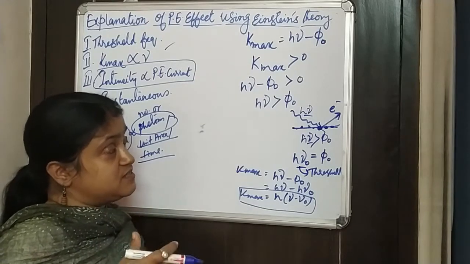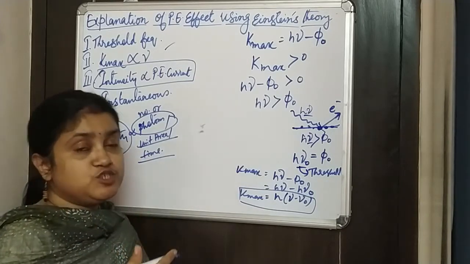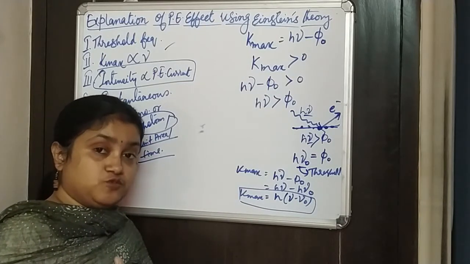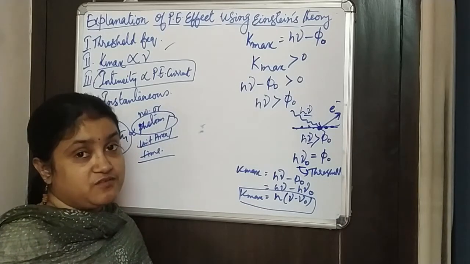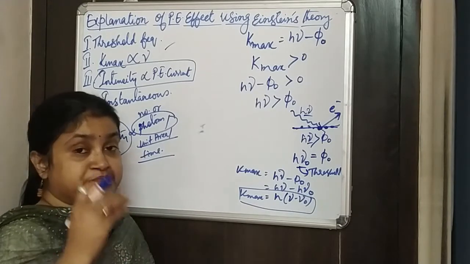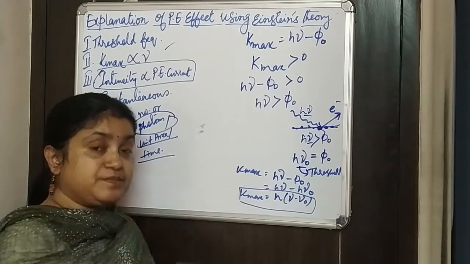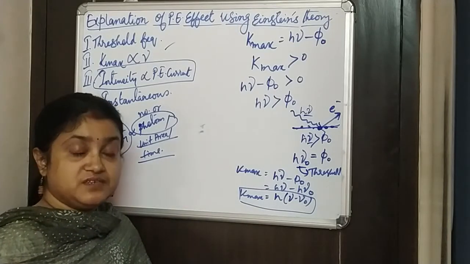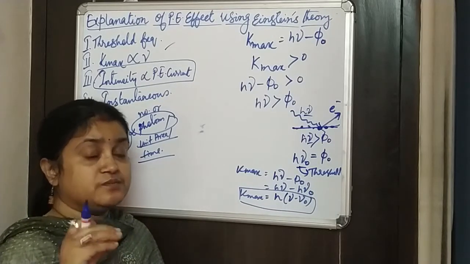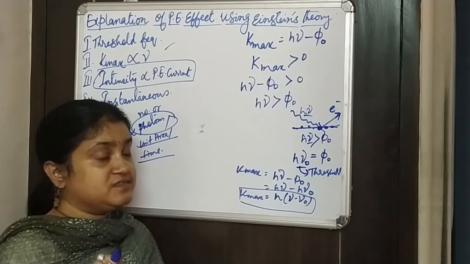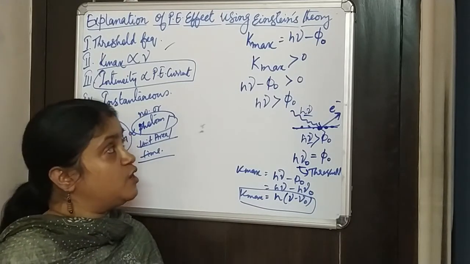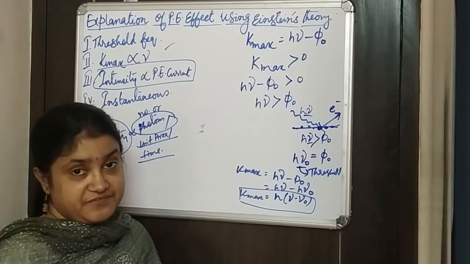And thus we can see that all the observations that we have learned in the experimental study of the photoelectric effect are explained by Einstein's theory of photoelectric effect. And therefore Einstein's theory of photoelectric effect is the most effective and the most important way of explaining the photoelectric effect.